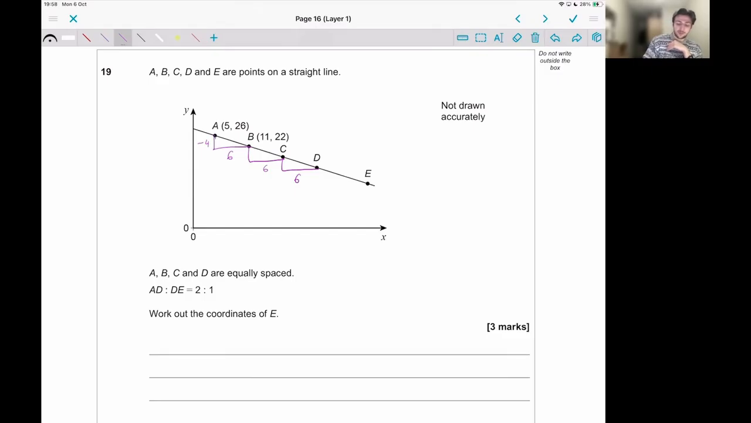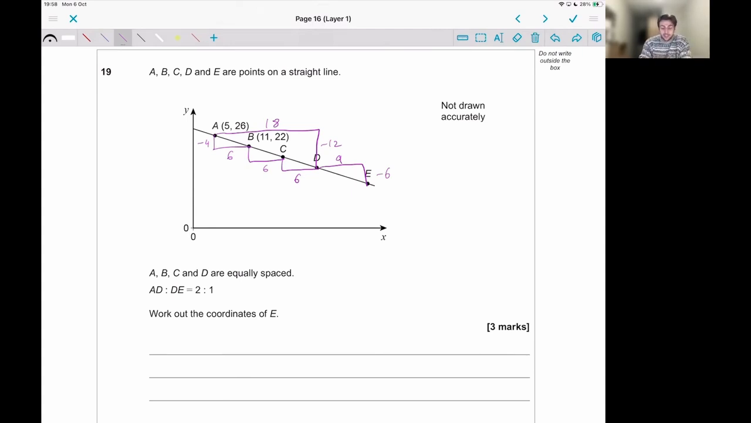So then, to get from A to D, oh, that's maybe not the best way to do it. To get from A to D, we've gone down 4 three times, so minus 12. And we've gone to the right 6 three times, so we've gone 18. That's how we got from A to D. Now, if A to D is twice as much as D to E, that means we take the A to D and just cut it in half. So instead of 18 to the right, we're going to go 9 to the right. And instead of 12 down, we're going to go 6 down.